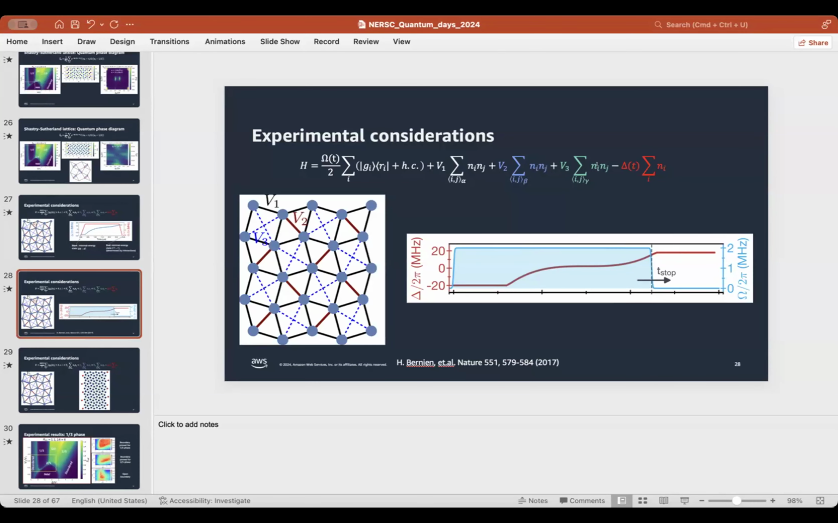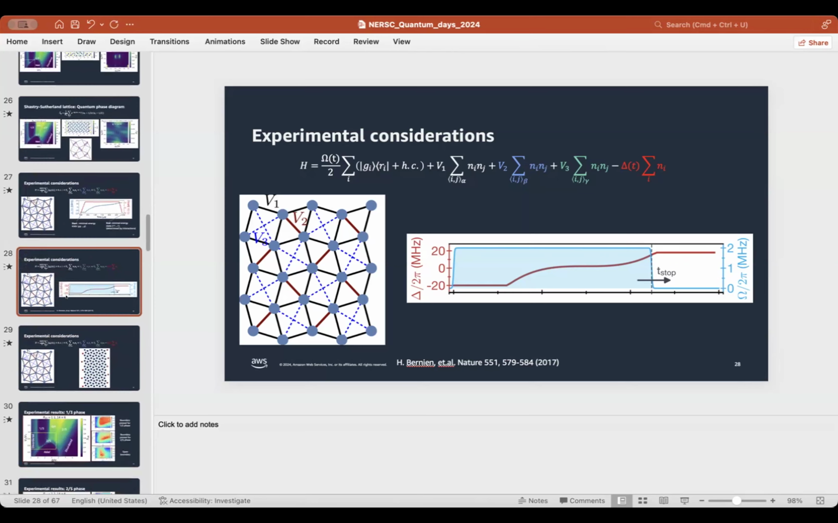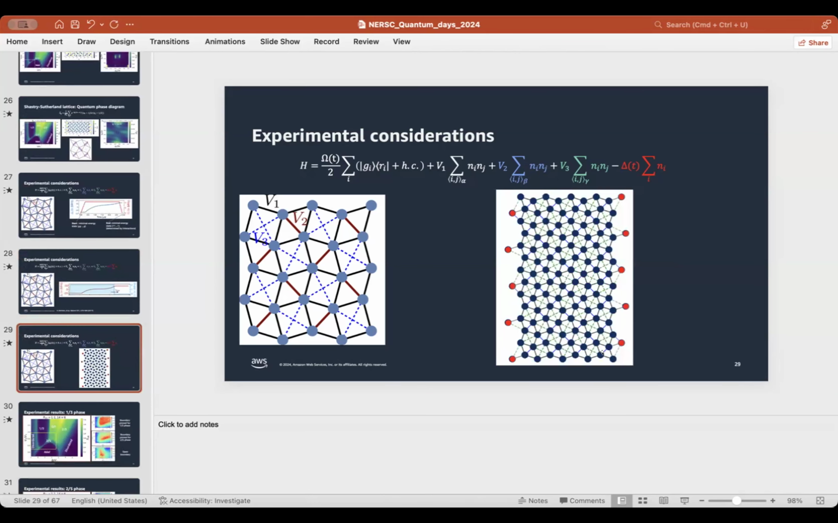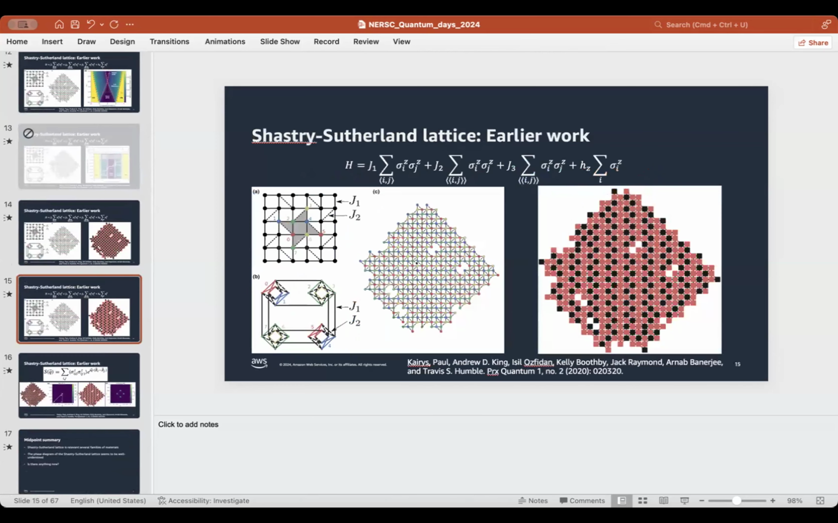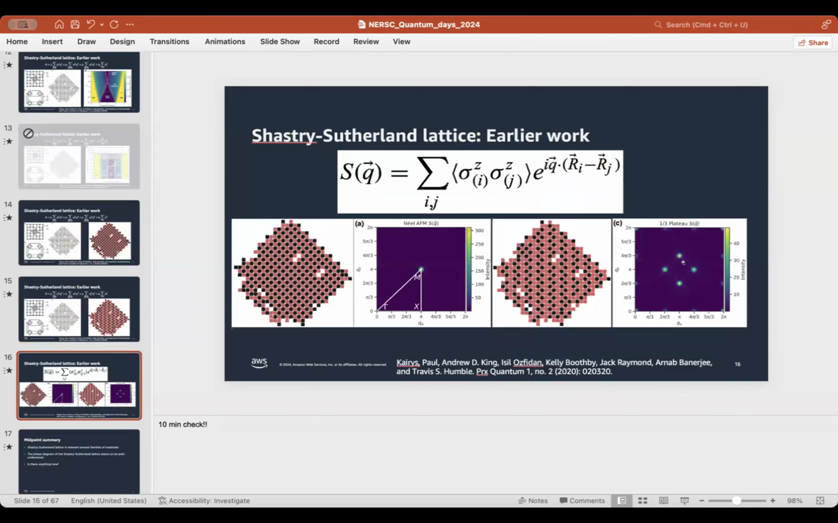What are the lattice size differences? This one is around 100-something qubits, and D-Wave, if I remember correctly, is 400-something qubits. So that's why they can see quite nice results in the different direction.